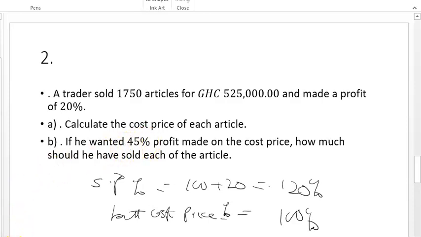And I hope today we learned something about profit and loss. Very interesting topic. Go and read more on this. I'll give you a question to solve next time.